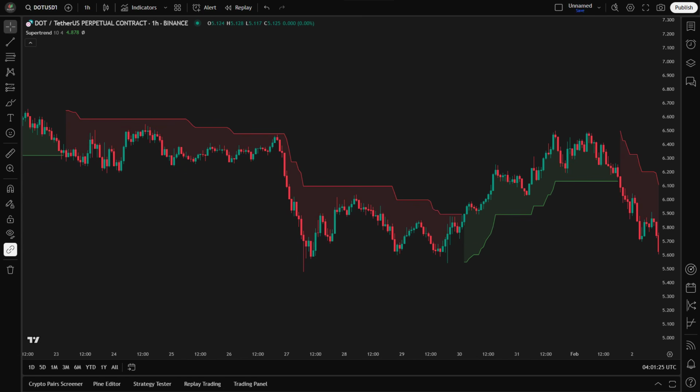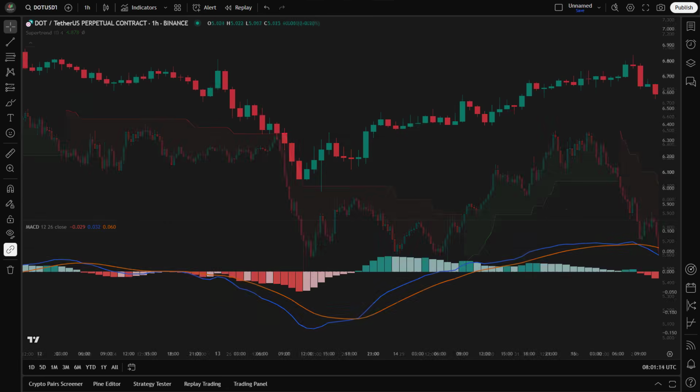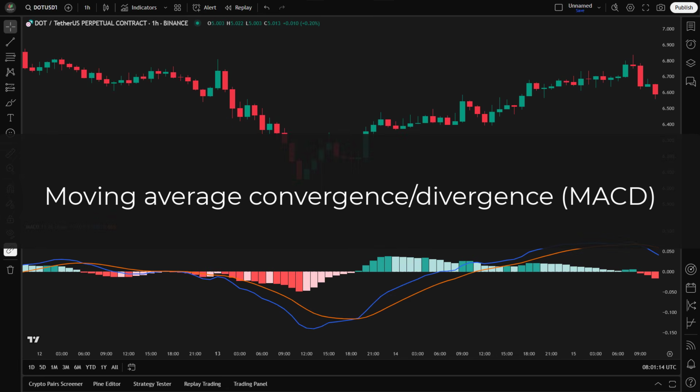Conversely, when the price closes below the Supertrend line, it indicates a potential downtrend, signaling that sell opportunities or short positions might be more favorable. What makes Supertrend especially useful is its ability to reduce noise and help traders stay on the right side of the trend. Next is MACD, or Moving Average Convergence Divergence, a popular momentum and trend-following indicator.